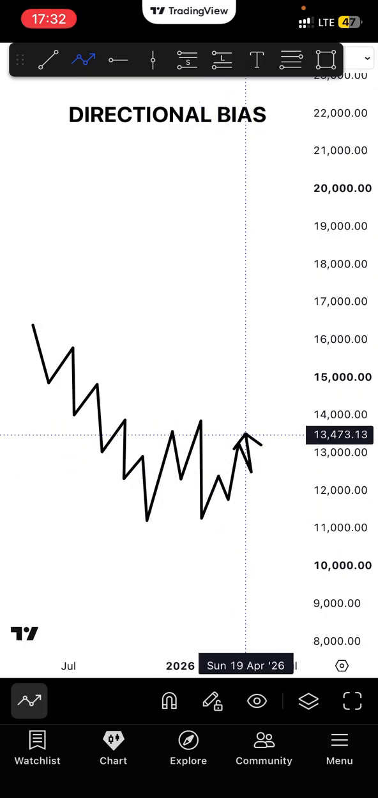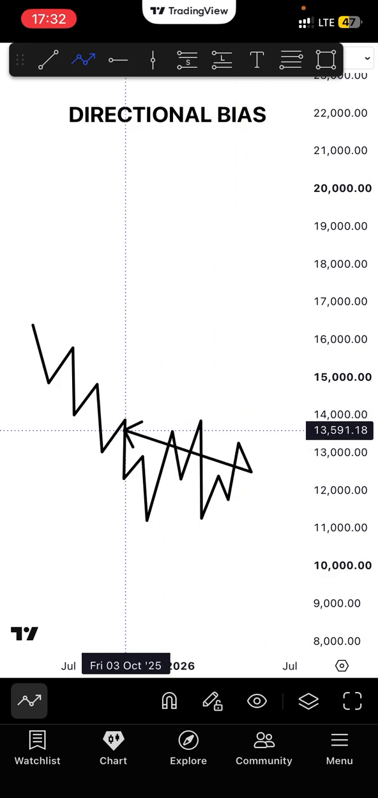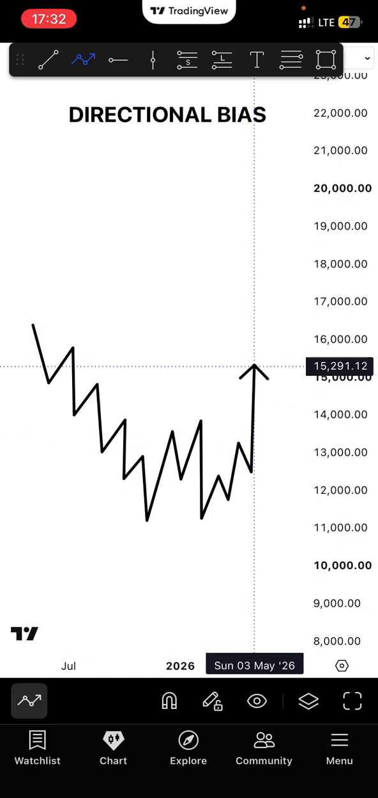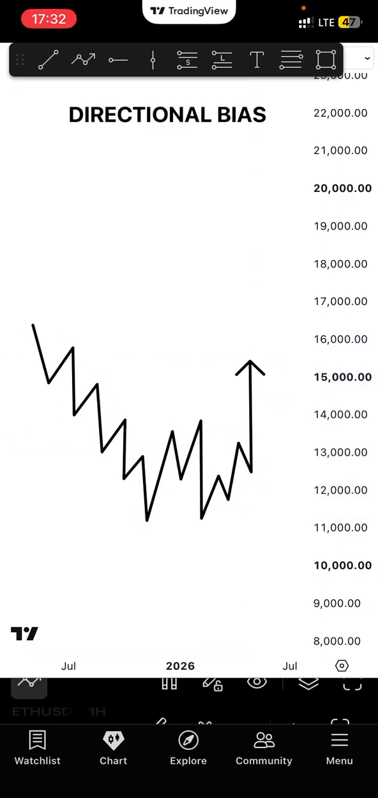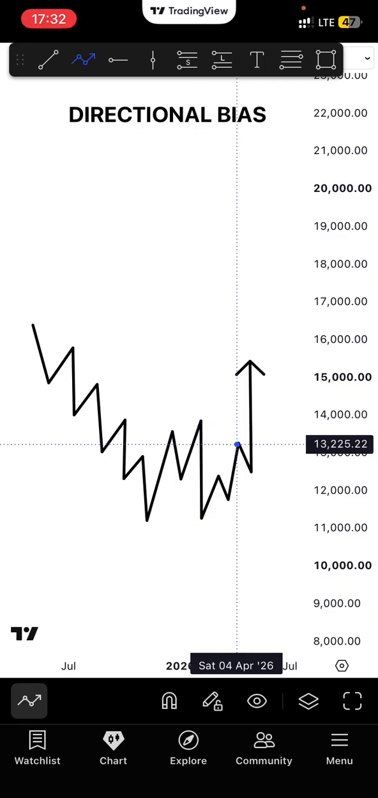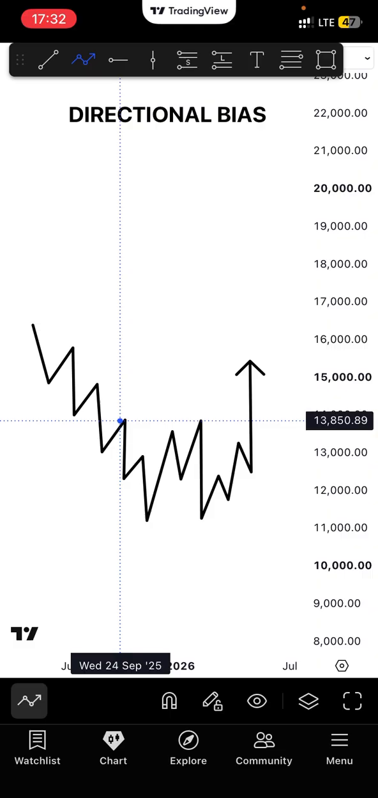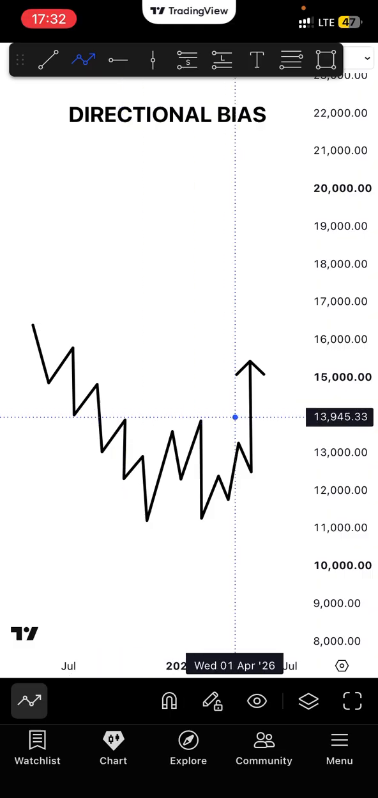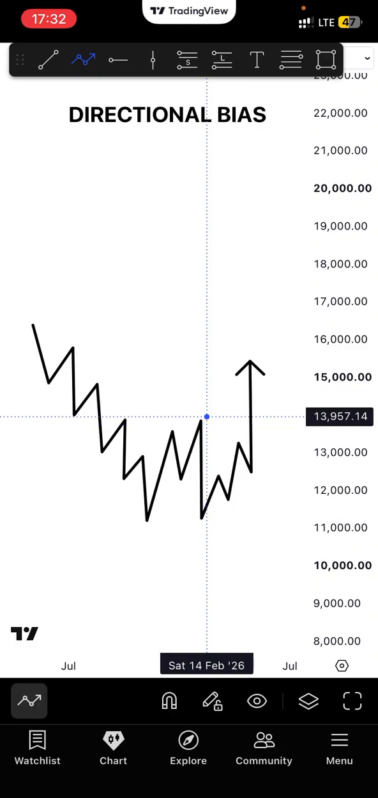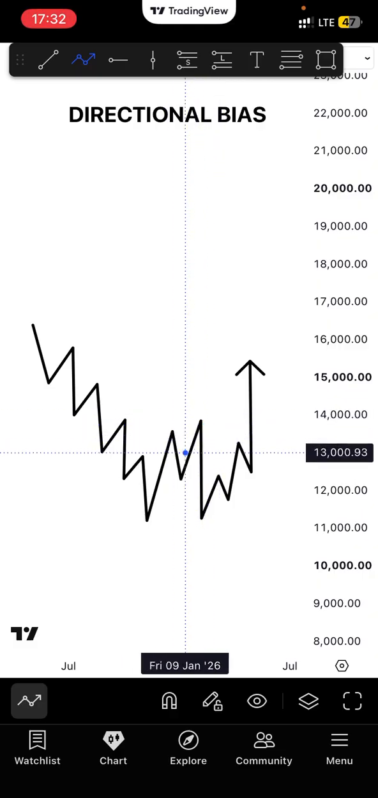Immediately price took out this high while also taking out other existing highs in the market. Immediately this leg, that leg took out this high while also taking out other existing highs in the market. That is a double break of structure. I hope you are getting it.